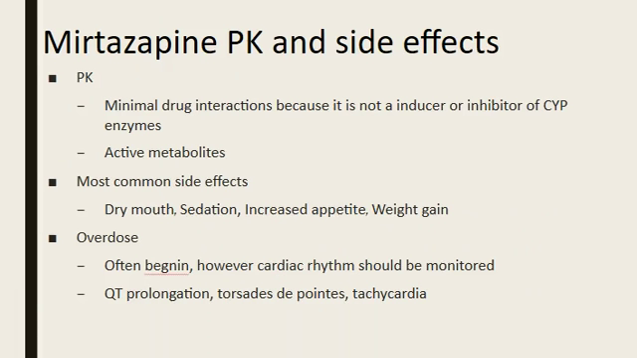In terms of its pharmacokinetic properties, there are relatively minimal drug interactions. It's not an inducer or an inhibitor of a CYP enzyme, which is ironic because it has so many mechanisms of action. There are active metabolites that do circulate, and all of these active metabolites are really the reason we have all of these described mechanisms of action. It's obviously coming from different metabolites, different versions of that compound that float around and hit those different receptors.